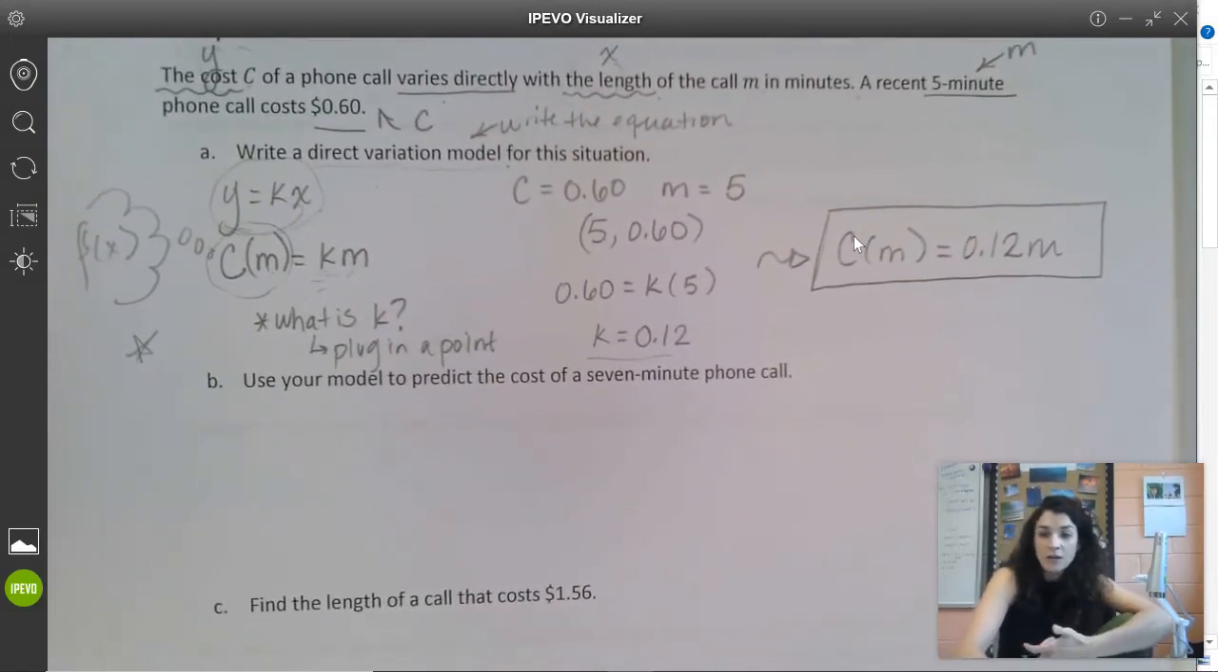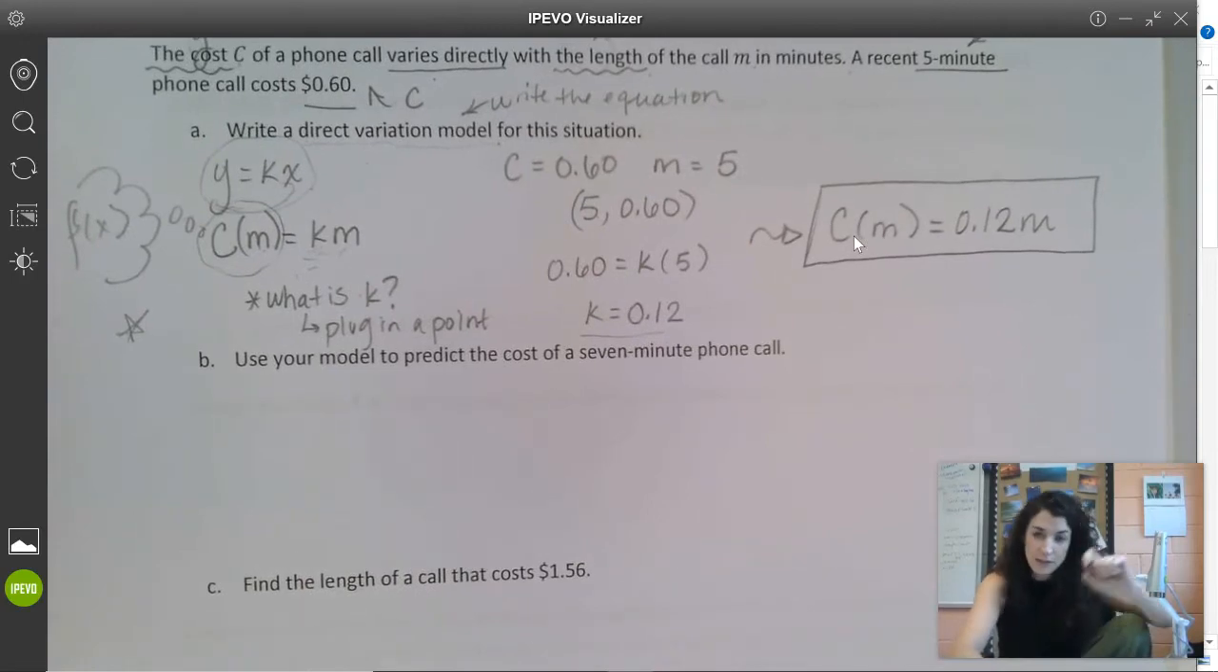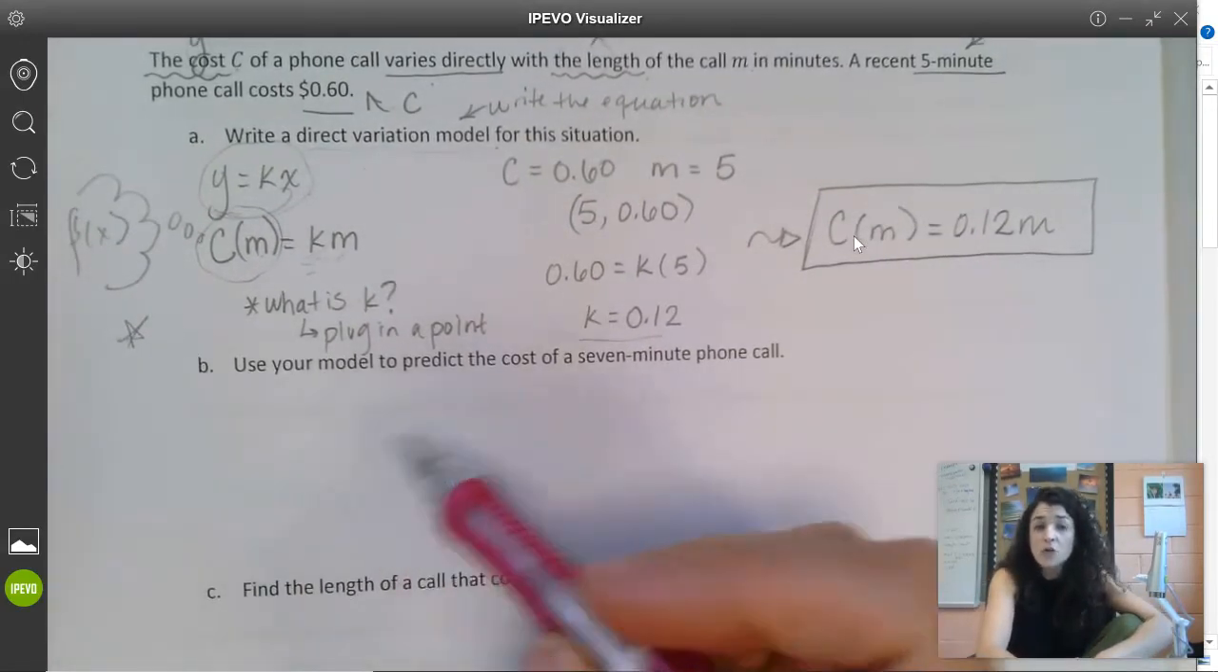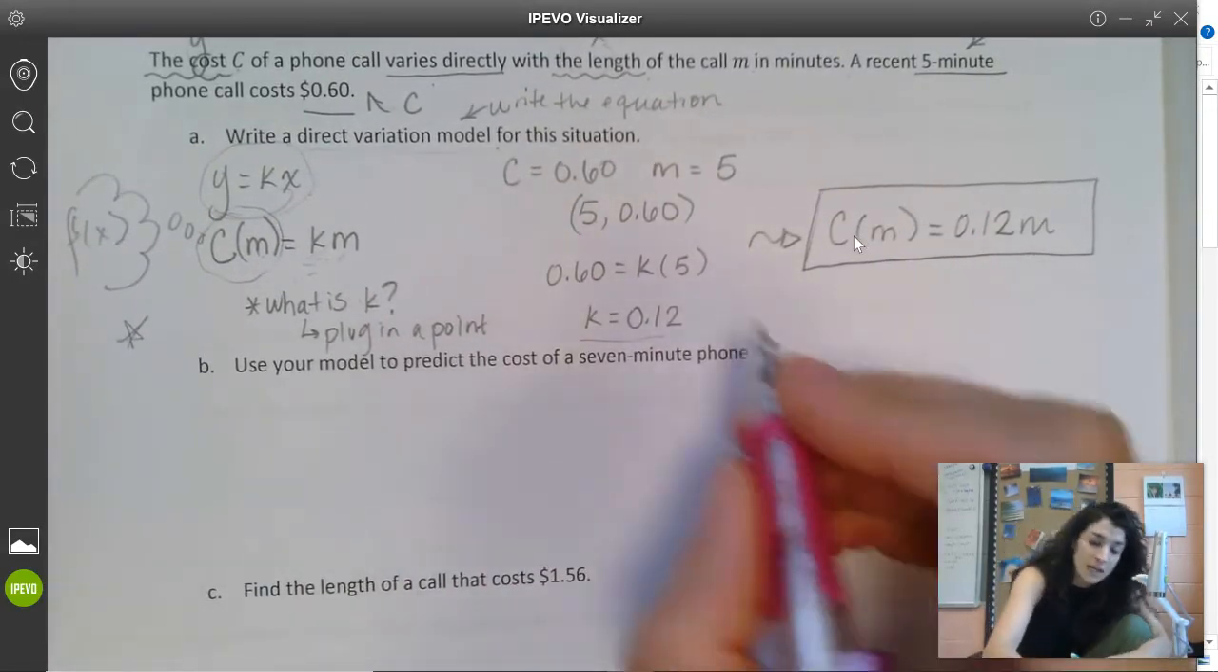So now we get to use our model. Again, in a test, if you didn't know how to do this and you're totally lost, make something up. Once you make something up, then you can just use that and get all of your follow-through points. Testing strategy. Use your model to predict the cost of a 7-minute phone call.